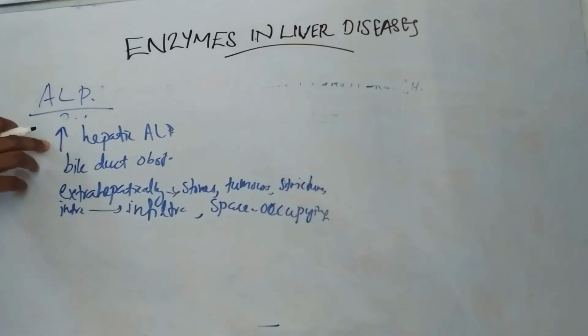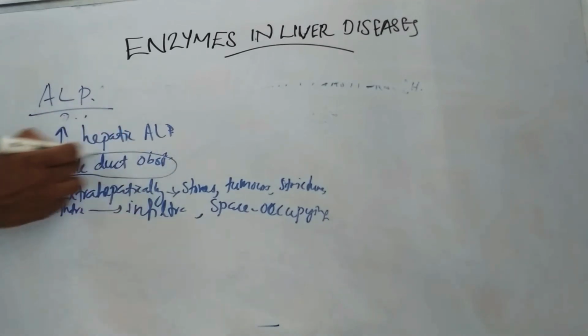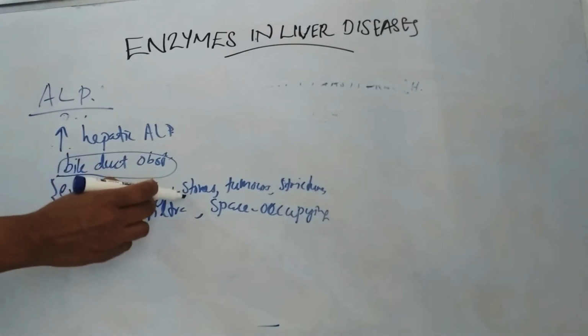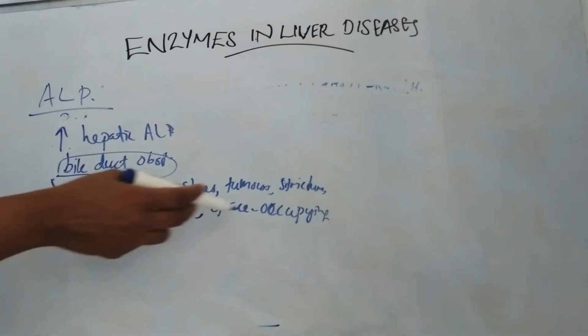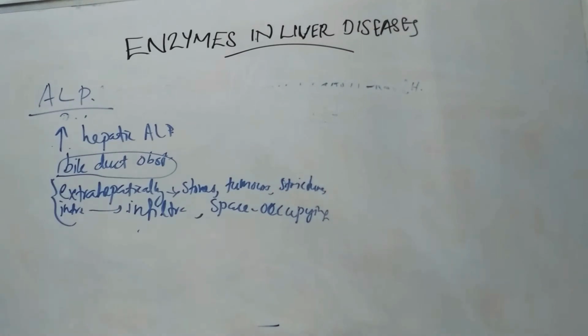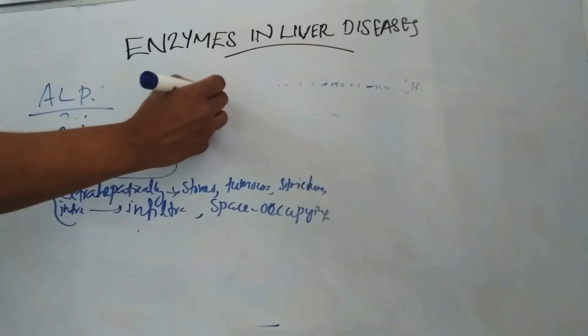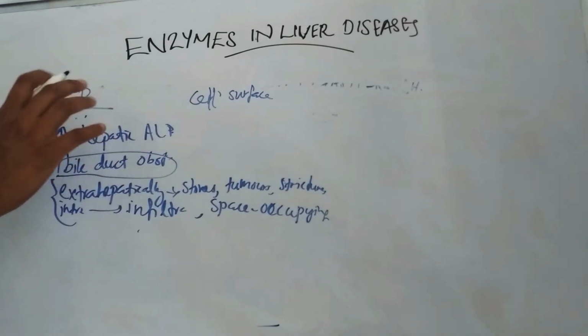So, increased ALP activity is mainly due to increased synthesis of hepatic ALP. The stimulus is bile duct obstruction, either extrahepatically by stones, tumors or strictures, or intrahepatically by infiltrative disorders or space occupying lesions. Then ALP is present on the cell surface, mainly on biliary epithelium.